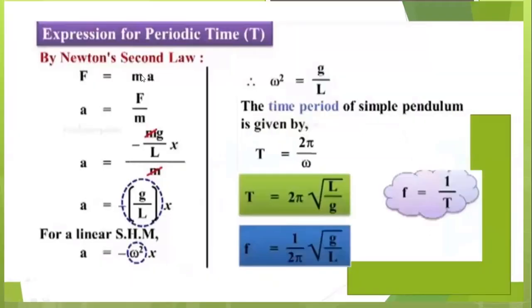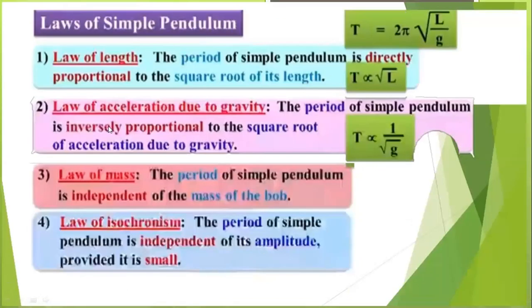From this equation, calculate the periodic time. So this is the force equation; for acceleration, we get a is equal to minus g upon L into x. So finally the equation of periodic time for the simple pendulum is capital T is equal to 2 pi under root L upon g. L is the length of the string and g is the gravity. The reciprocal of the period is the frequency.